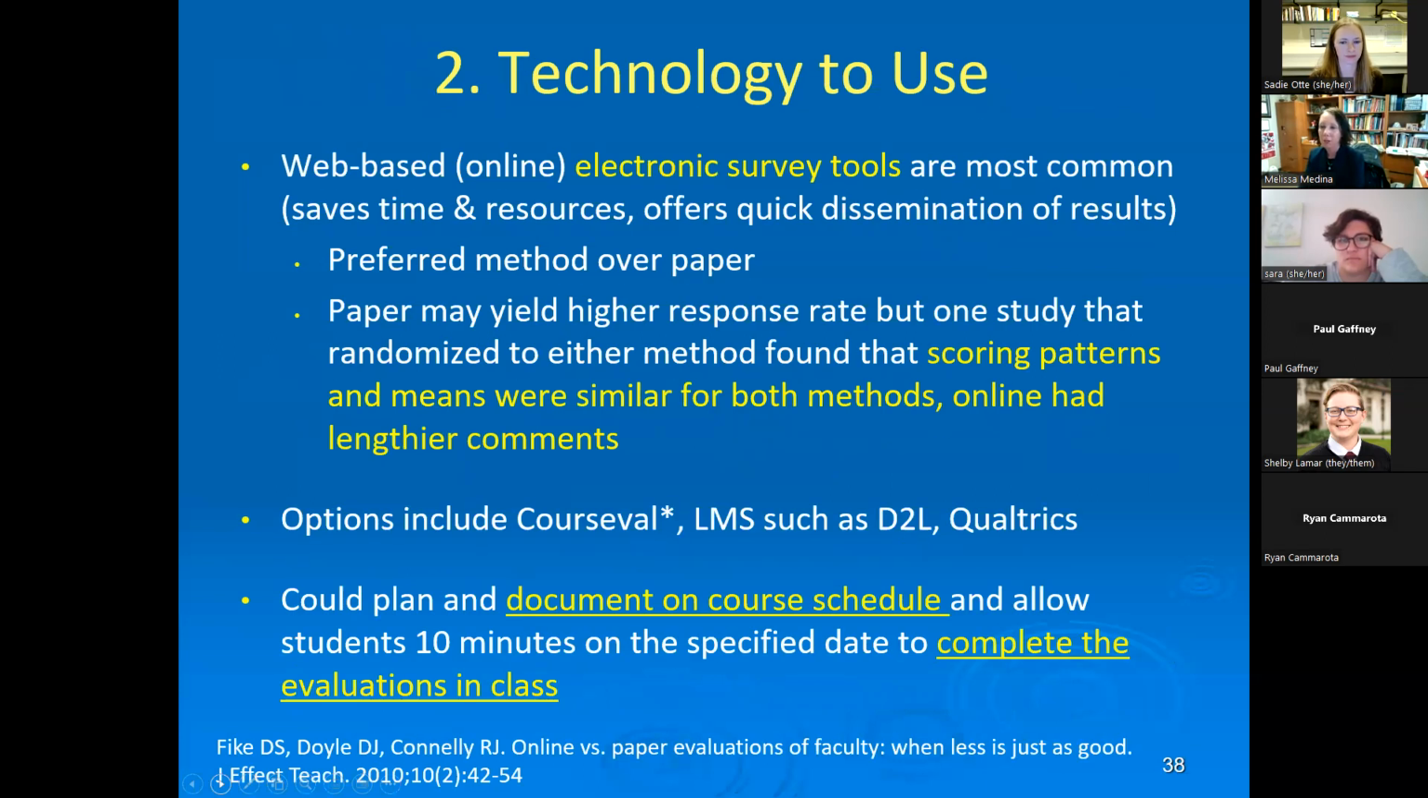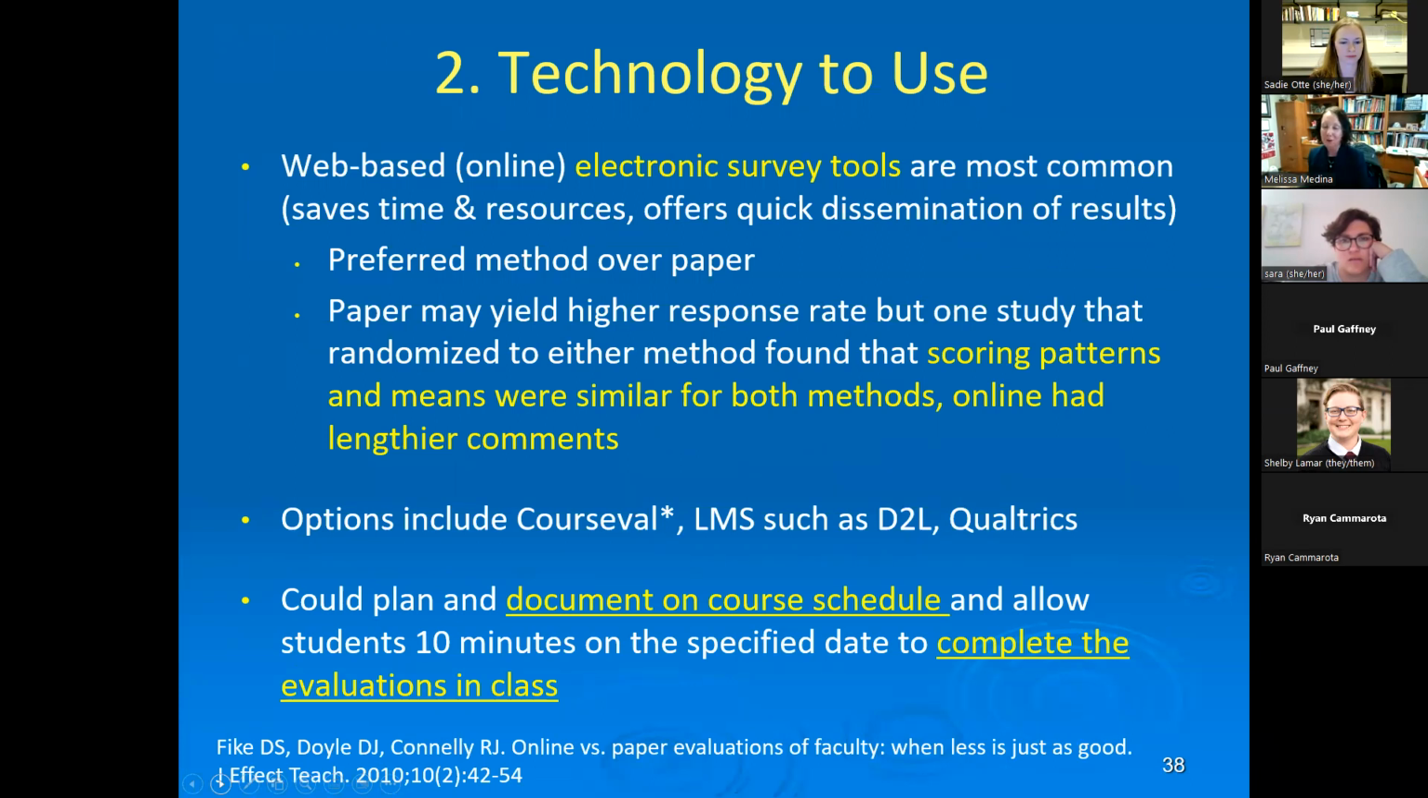We had mentioned previously, Sadie brought this up. So what technology should you use to administer your evaluations? Electronic, web-based, online survey tools are really the most common, and they save time and resources. They allow for quick dissemination of results.